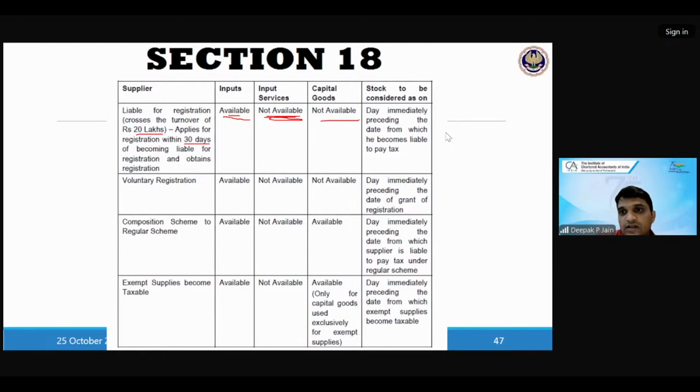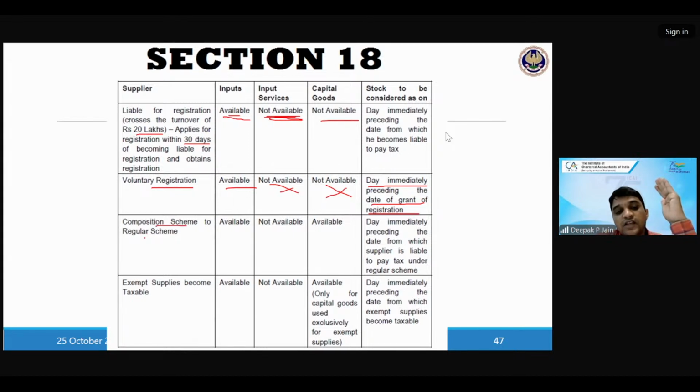From which day do you have to consider? You have to consider from the day immediately preceding the date from which it becomes liable to pay tax. In case of a voluntary registration, inputs are available. Input services are not available. Capital goods also not available, from the day immediately preceding the date of grant of registration. I think you should take a print and memorize this. Very simple. You will always remember it.